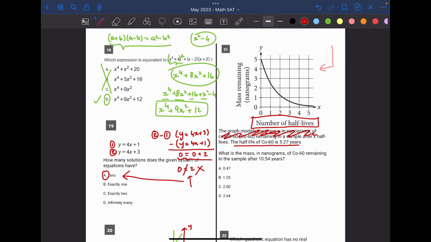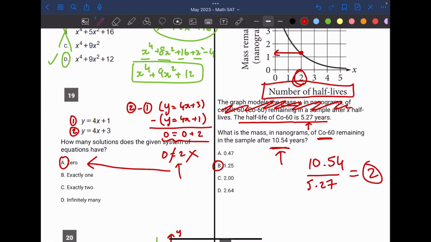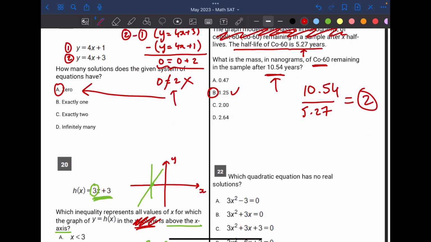And then the actual question is, what is the mass in nanograms of cobalt-60 remaining in the sample after 10.54 years? So if the half-life is 5.27, how many half-lives do we pass for 10.54 years? So 10.54 divided by 5.27 is equal to 2. That means if you wait 10.54 years, you have gone through 2 half-lives. So now you look at 2 half-lives, because that's the number we went through, and then you go look at the value of it. It's about here, which is 1.25. That's a close answer to the mass in nanograms that is left for the cobalt-60 sample that they have. So 1.25, because just read the graph over here. That's close to 1.25.